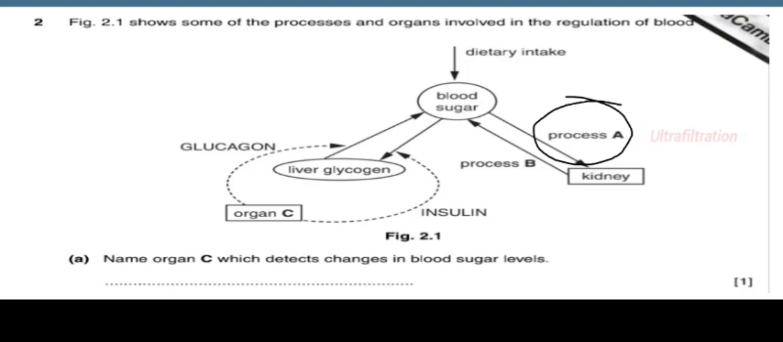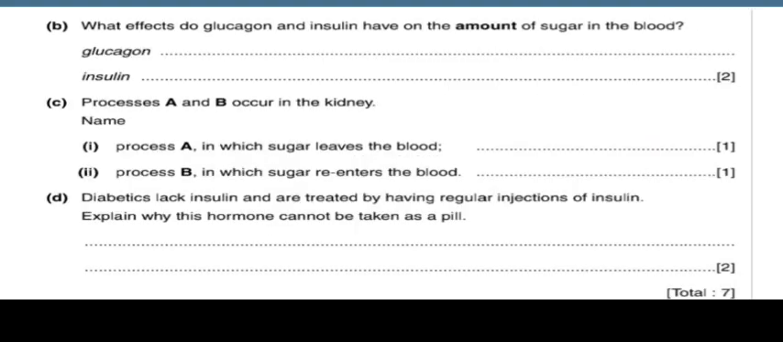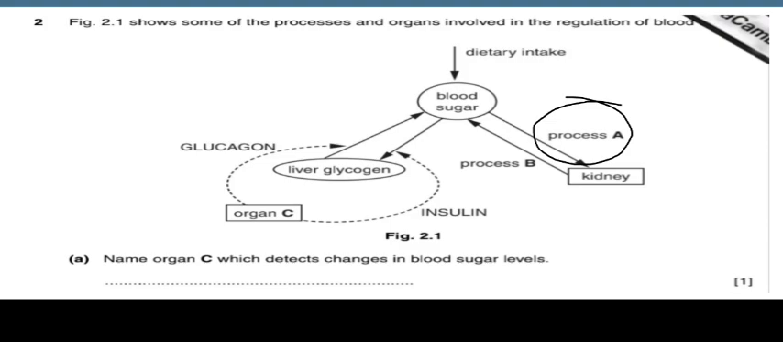Then for process B, number 2, it is saying process B, in which sugar re-enters the blood. So let's see on the diagram here. Sugar is re-entering the blood. What process is that? The process is called selective reabsorption, and this selective reabsorption takes place in the part of the nephron called the proximal convoluted tubule, or we can say tube.